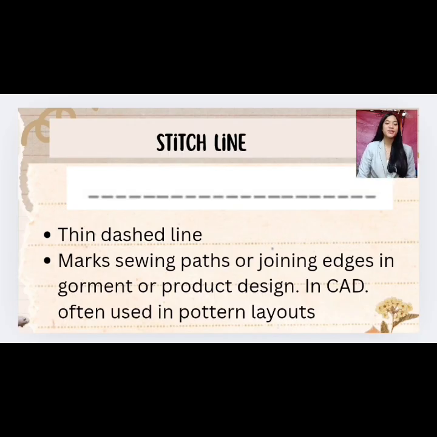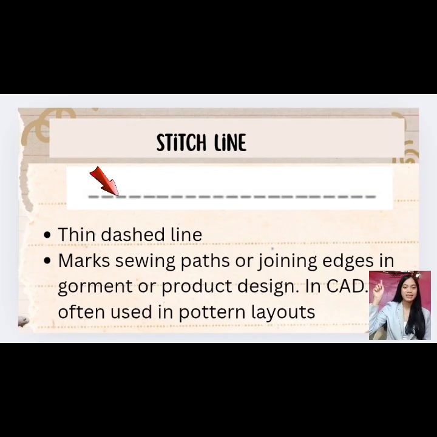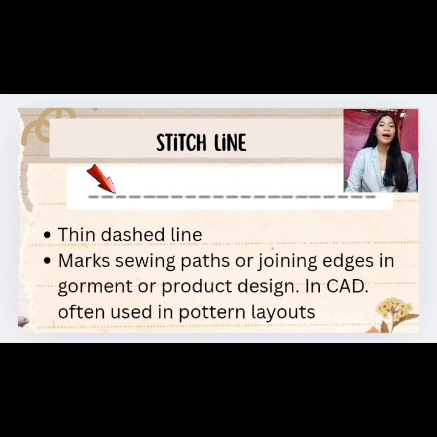A stitch line is a thin dashed line like this. It shows where the sewing will happen on a garment or product design. It helps the sewer know the exact path where two pieces of fabric will join together. So in simple words, it tells you kung asa dapit tahion, dili kung asa dapit putlon. Stitch line must be thin, not thick.